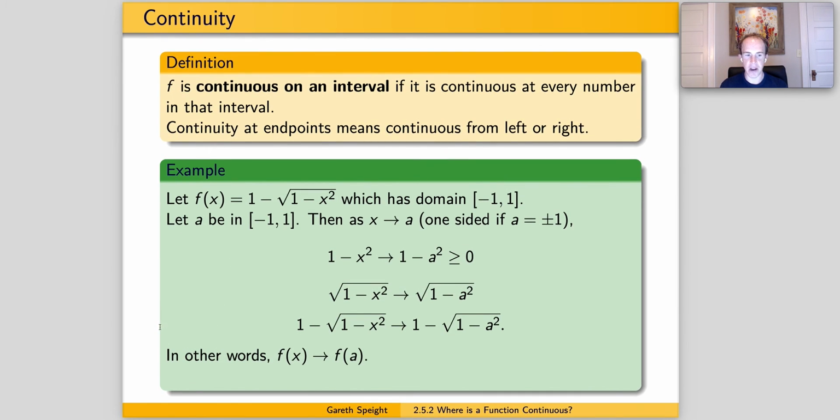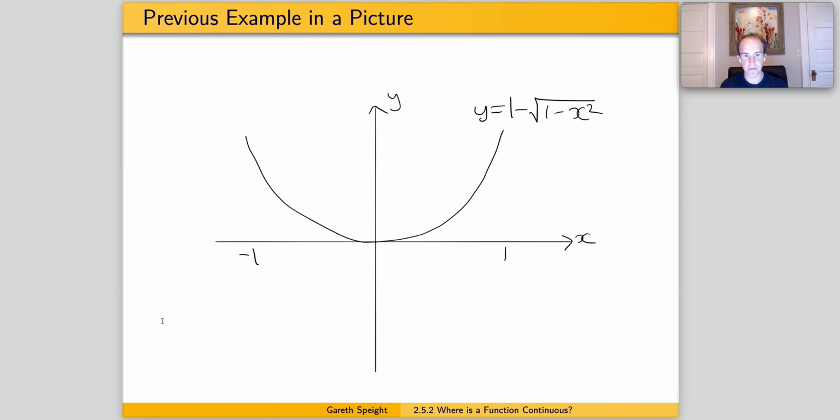Okay, so we've managed to show that f of x tends to f of a. So which means that f is continuous at a. Since a was arbitrary, that tells us that f is continuous on the whole interval -1 to 1.